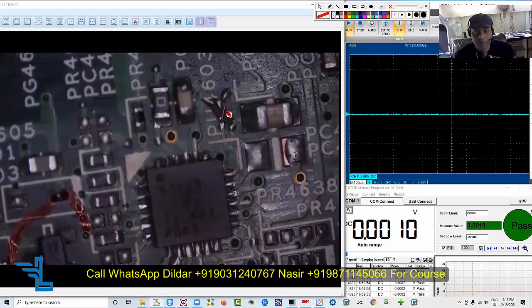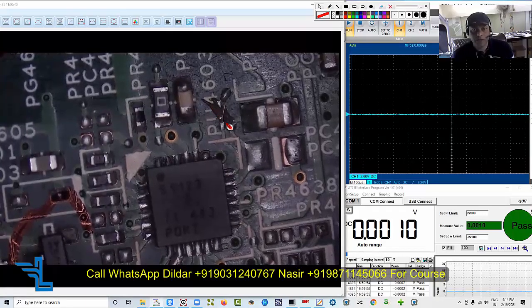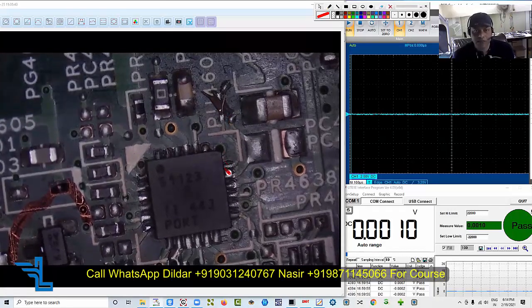I have removed the EC on that. This is pin number 18 of the 51123, and I just chopped this area in order to find out whether there is any problem in this buck regulator, or the problem area is somewhere else. So I found that this area was absolutely fine. After cutting this area, despite that I was having 1.2 volt, I found that the transistor was faulty.